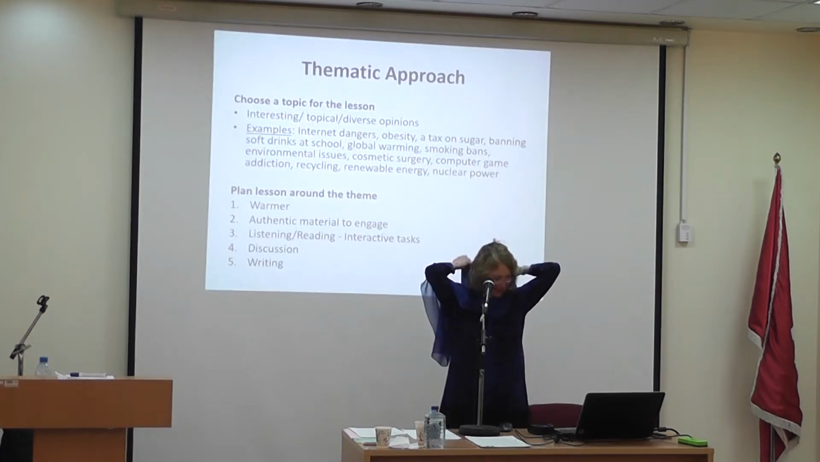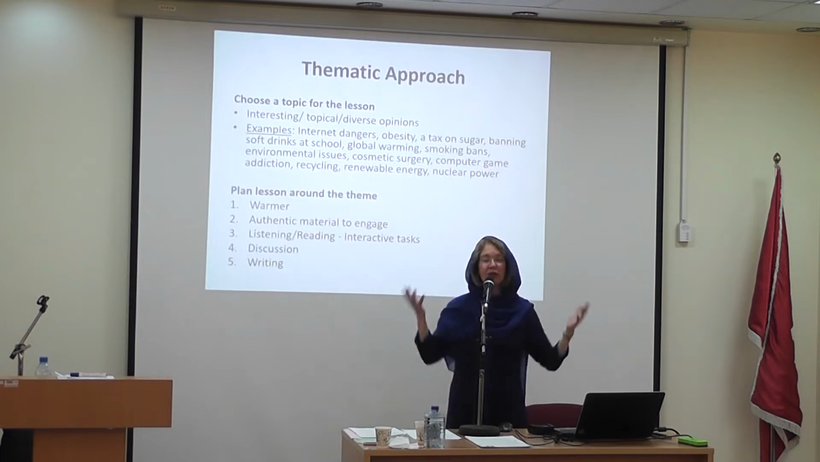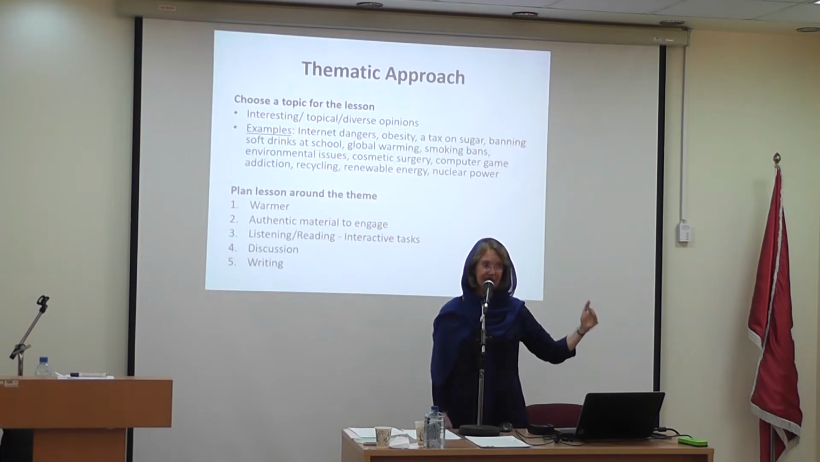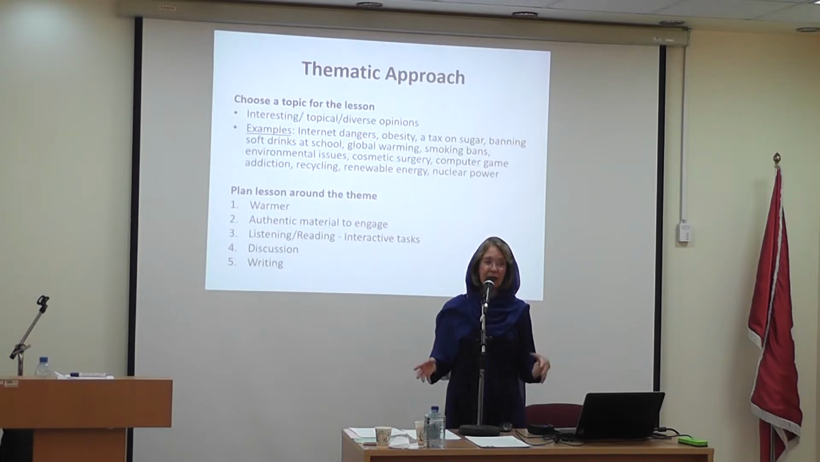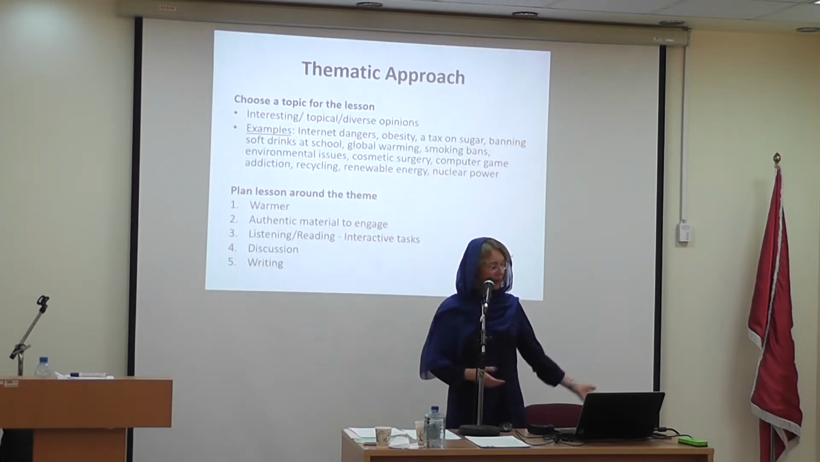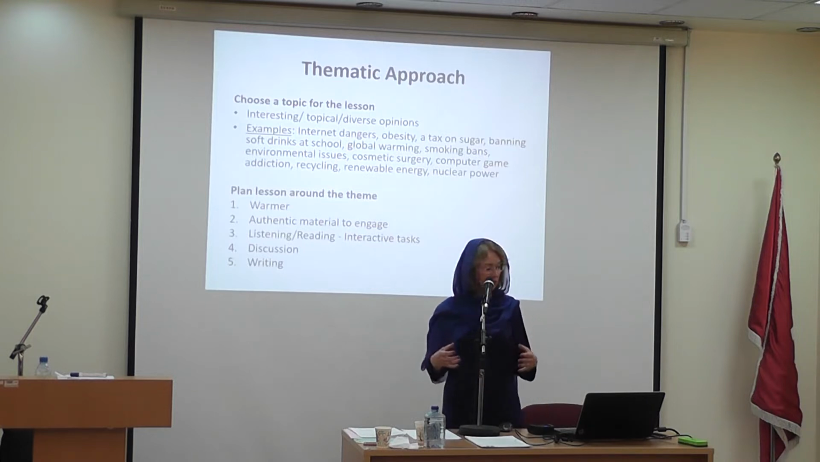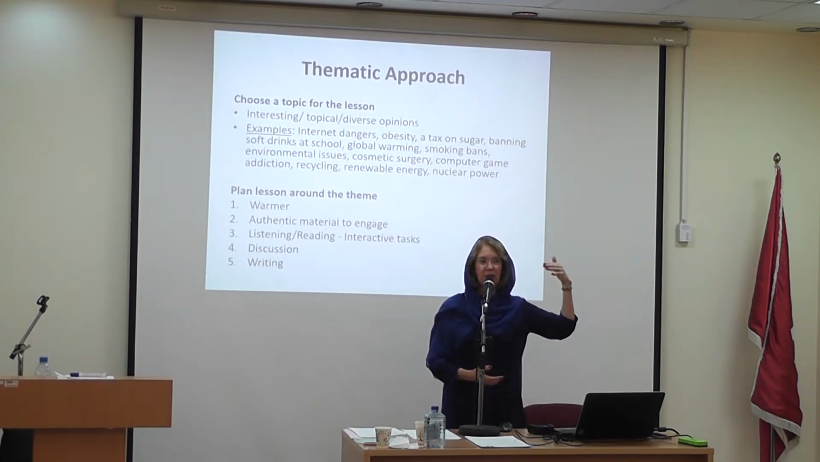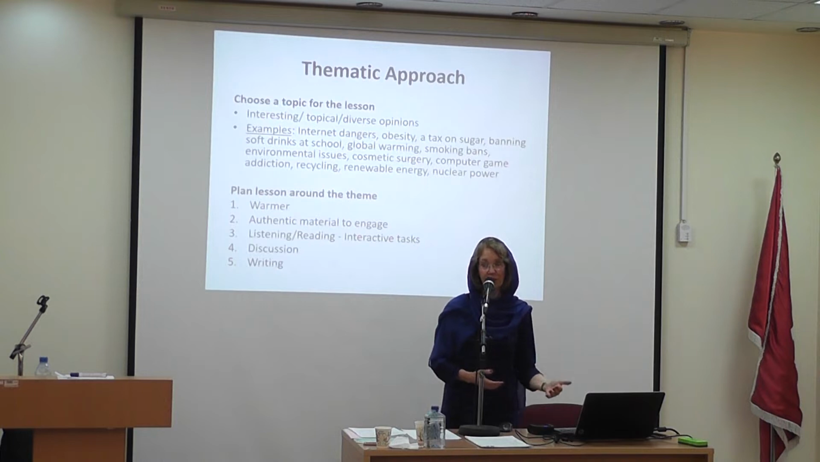So you choose something that's interesting that your students will be interested in. And then there are 5 steps to this plan. So we start with a warmer. We always start with a warmer. Try and have a warmer that's related to your topic. Then you have some authentic material to engage the students. Then you focus on listening or reading, whichever one you want, and have interactive tasks to elaborate that. Discussion and writing. So it's all starting from speaking, listening, reading, writing. So you're covering all 4 macro skills.